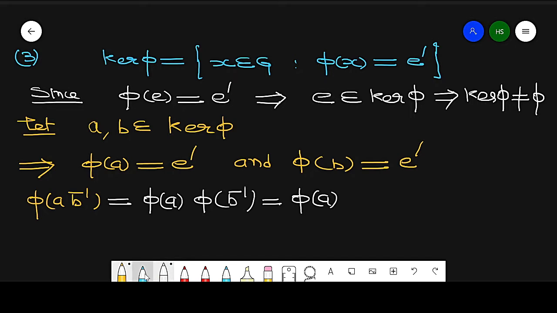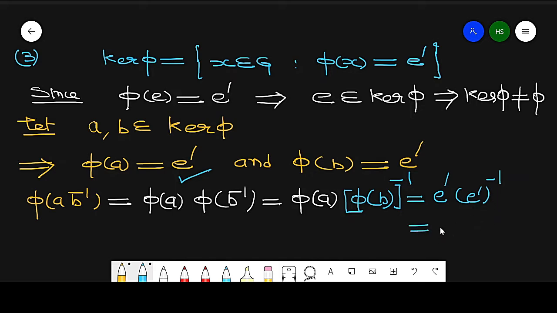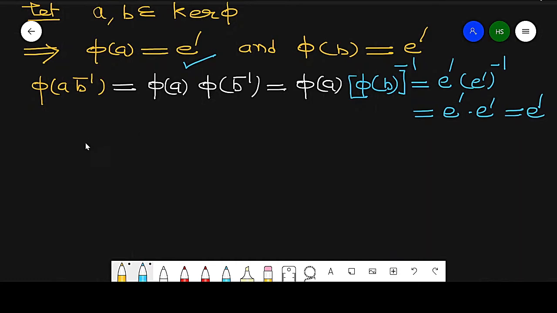Now what is phi B inverse? This is phi of B and then its inverse. So what is the value of phi A? It is E dash, the identity. So this is E dash raised to power minus 1. The inverse of identity is again identity, so E dash into E dash is equal to E dash. So it implies phi AB inverse is equal to E dash.